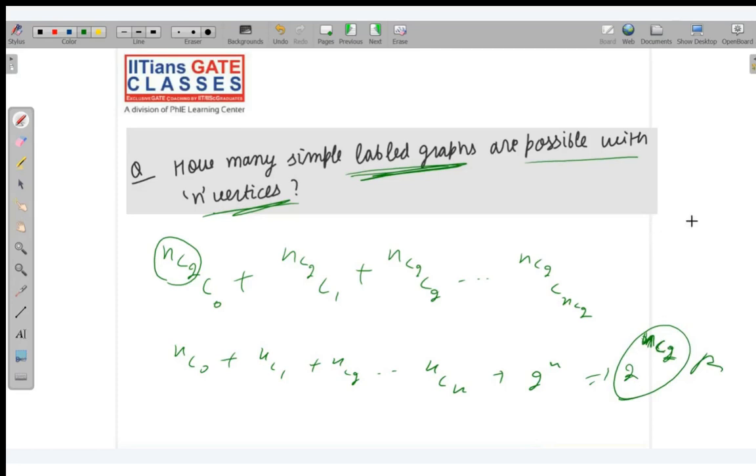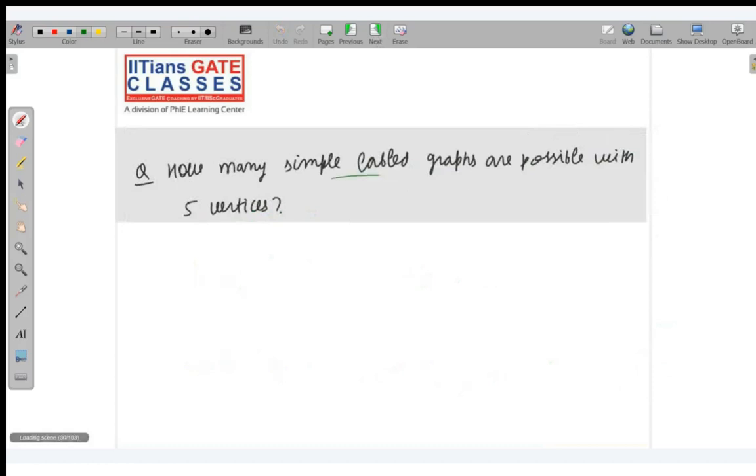Take a snapshot. I will jump to the next slide. Okay, so how many simple labeled graphs are possible with 5 vertices? We will say 2 power 5C2 is my answer. That is 2 power 10, that is 1024.